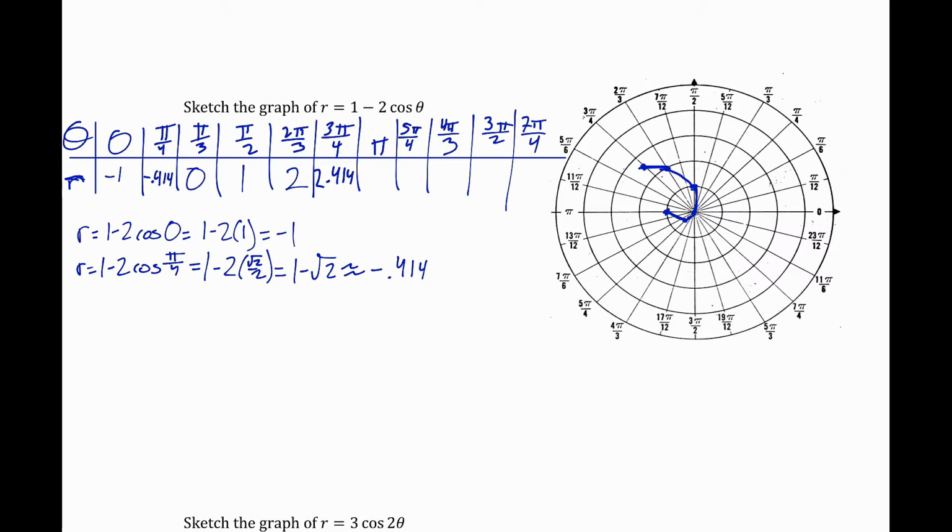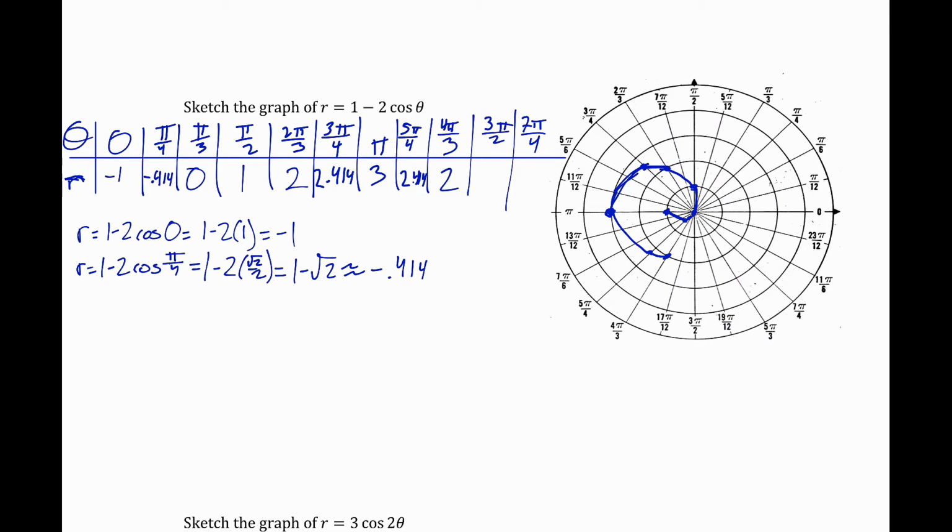Plugging in pi, we end up with a value of 3. So at pi, we'll go 3 in that direction. Connect that dot there. At 5 pi over 4, you'll notice a pattern here, 2.414. So facing 5 pi over 4, we're going to go a little less than 2.5 away in that direction. Connect those dots. Sorry, my drawings are getting a little sloppier. 4 pi over 3, that's going to get a value of just 2, a nice convenient value of 2. So we'll draw that dot there. We'll keep connecting.